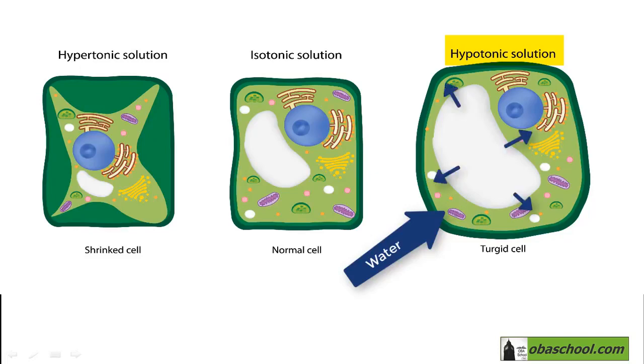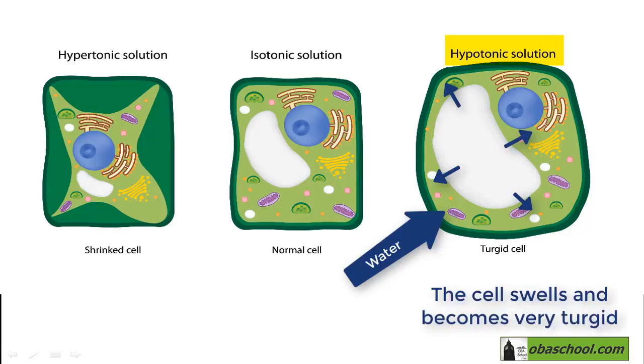This causes the vacuole to swell, pressing the cytoplasm against the cell wall. As a result, the pressure builds up and causes the cell to swell and become very turgid.